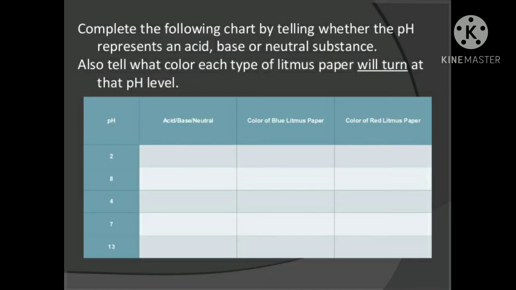So children, there is something to do. I have given one homework to all of you: complete the following chart which is given over there by telling whether the pH represents an acid, base or neutral substance. Also you have to tell what color each type of litmus paper will turn at that pH level.